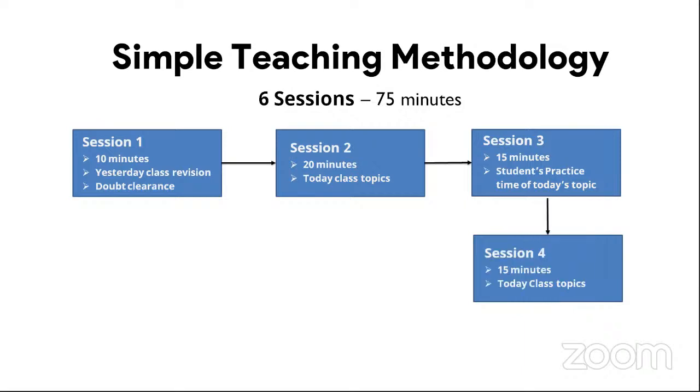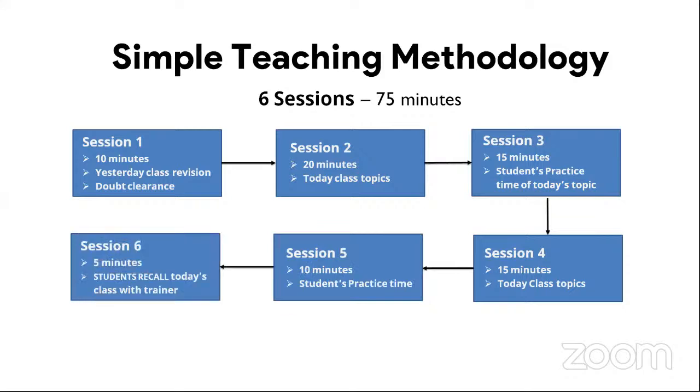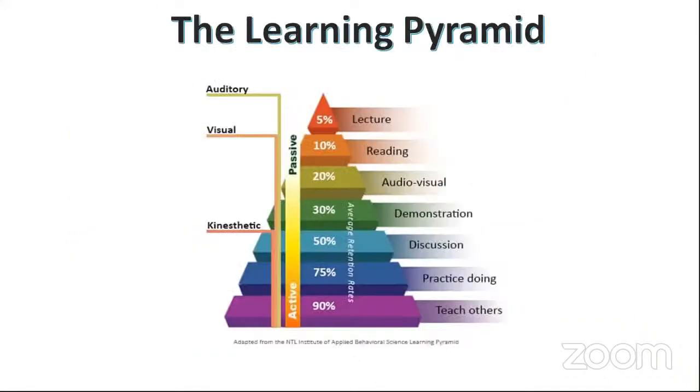Session 4 is for 15 minutes, where that day's topics will be covered. Session 5 is for practice and session 6 is for recall. The student should teach the trainer what he has learned in the previous session. We have session 6 because of this learning pyramid. If you see this learning pyramid, you will get 50% knowledge when you discuss or learn. You will get 90% of the knowledge only when you teach others. We want everyone to get maximum knowledge from our trainings. That's why we have that session.